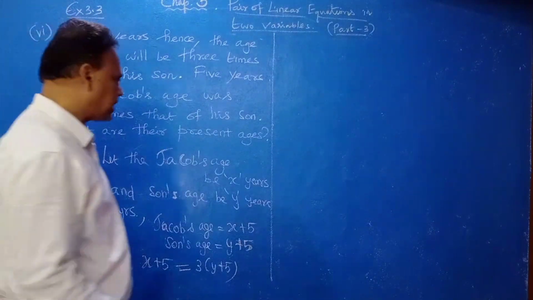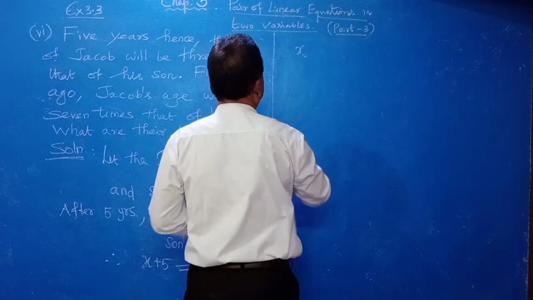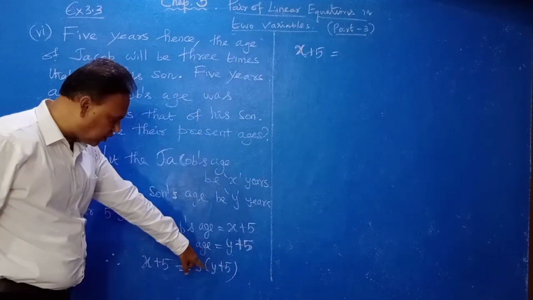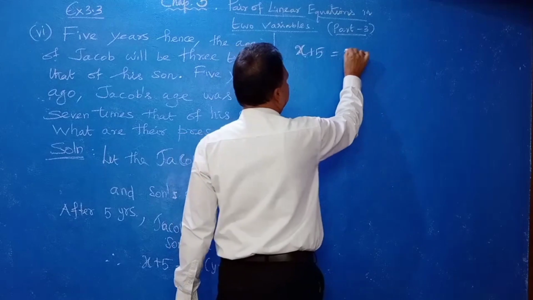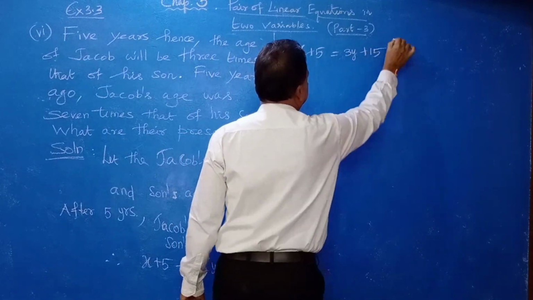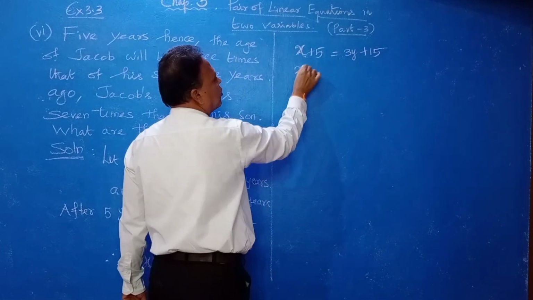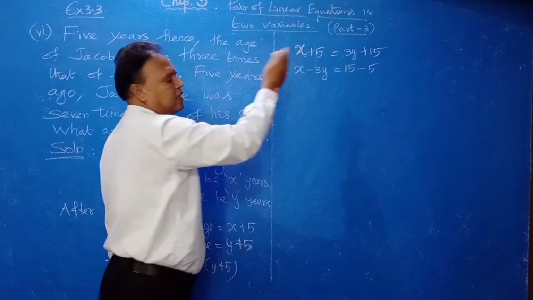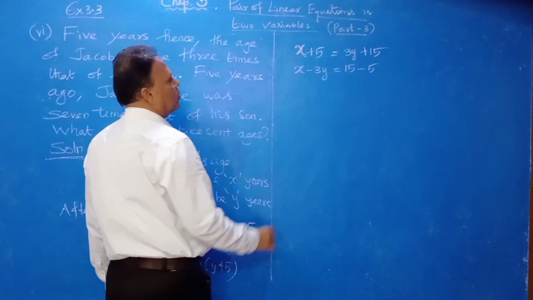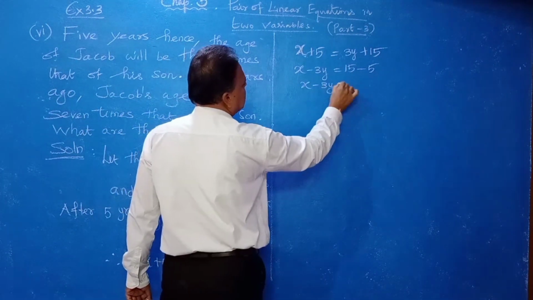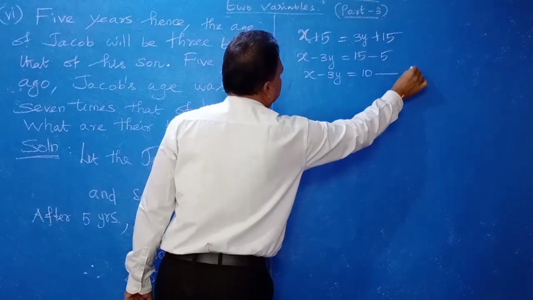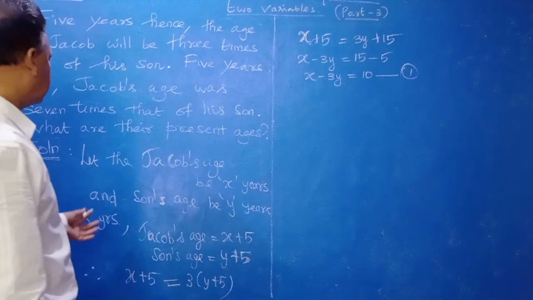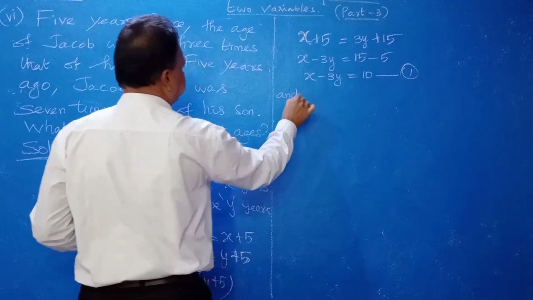Now this x plus 5 equal to, just multiply the 3, means 3y plus 15. So what you have to do? Bring the y term to this side and the number to that side, just changing the side. So x minus y is equal to 10. This is equation number 1. And the second case, you see.